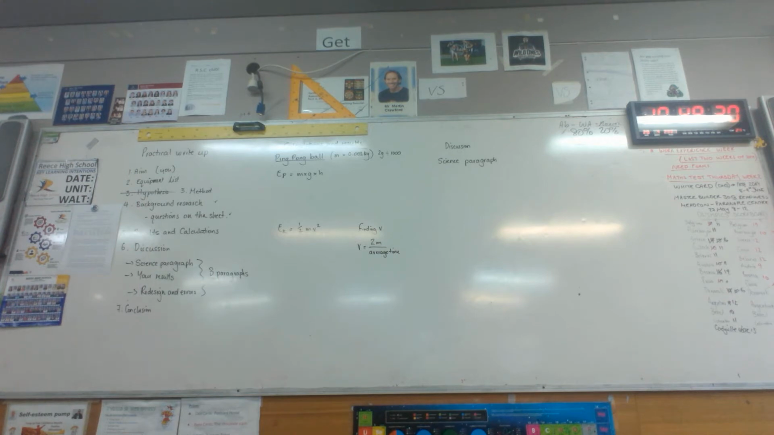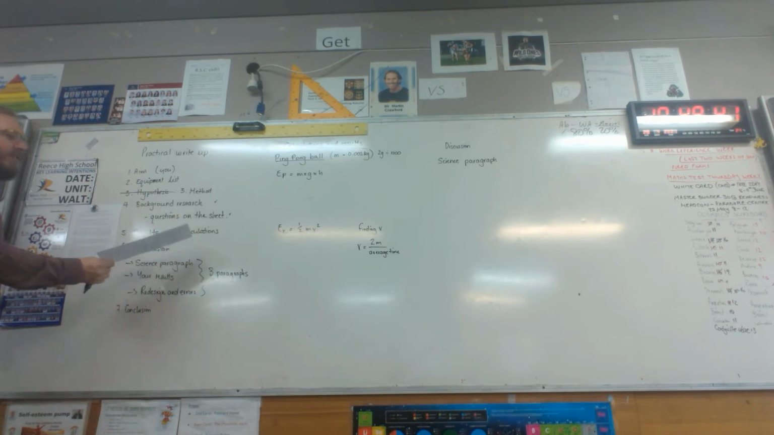So it says aim, hypothesis, cross that out because we're not doing it. Equipment, background information, method. I don't care if you have method first or background information first. It doesn't really matter. And where I'm going to start today are your results and calculations.